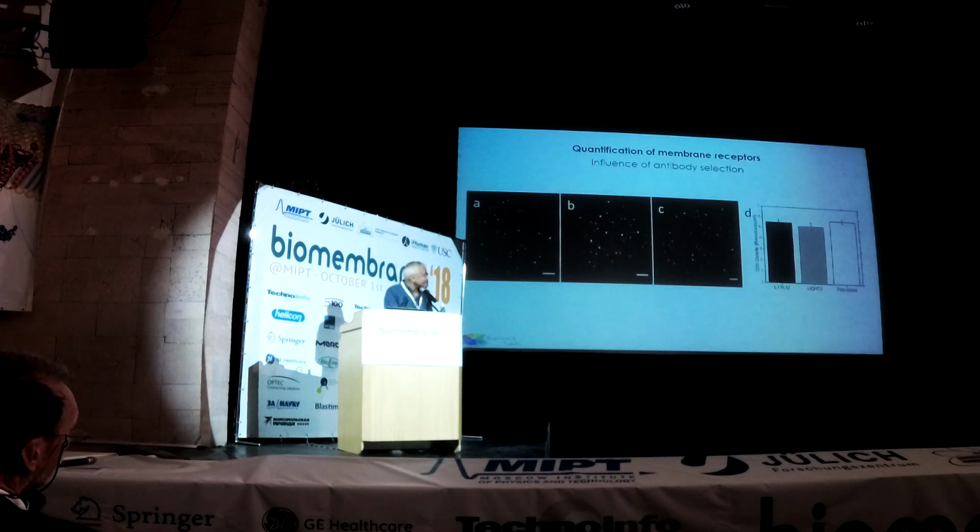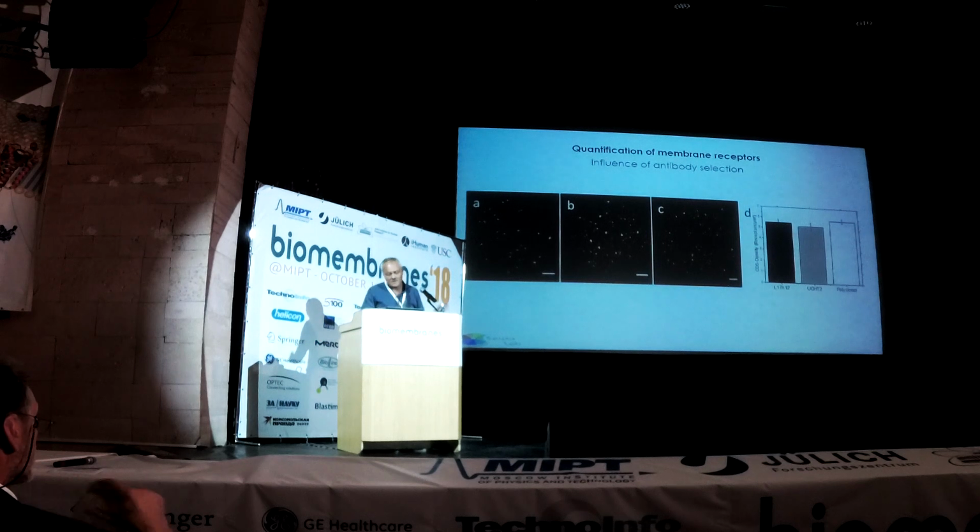Next problem, how many receptors you see might depend on which antibody you're using. Maybe some epitopes are better accessible for this antibody and others for that antibody. So we also did these experiments using different monoclonal and polyclonal antibodies, but for most of these receptors, for example CD5, we always find the same, which is good. Really good.